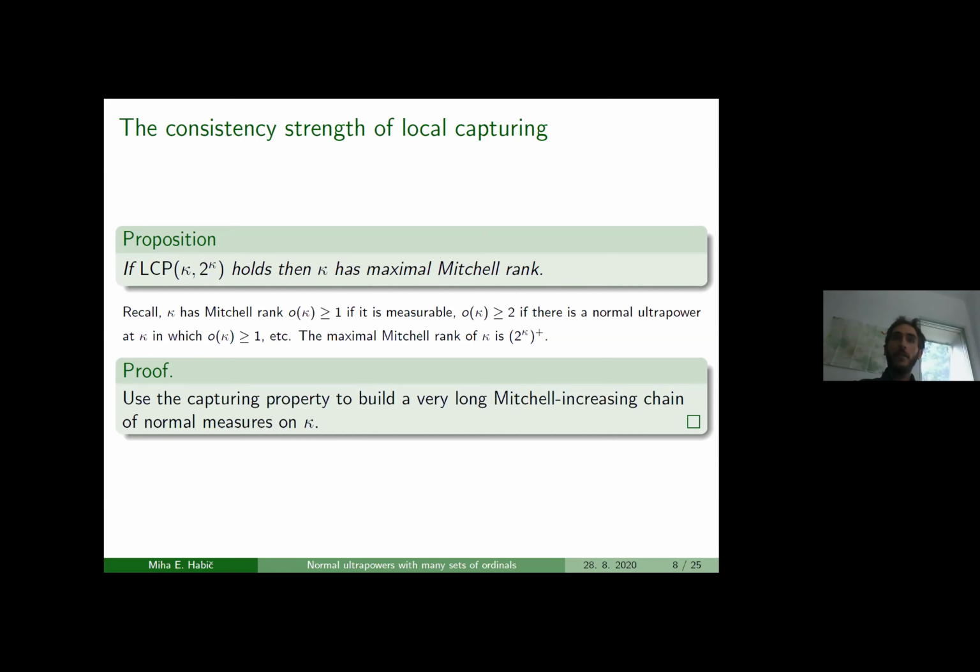And because you have local capturing for subsets of 2 to the kappa, you can keep going as long as your chain has length at most 2 to the kappa, right? So at the end, what you build is a chain of length 2 to the kappa plus. At that point, local capturing doesn't get you any further, but you cannot go any further, right? This is the longest chain that you could have, all right? So local capturing in this way gives you a very complex set of measures on kappa, all right? So this gives me, I guess, a lower consistency bound, right? So LCP implies something about the largeness of kappa in the universe, right?